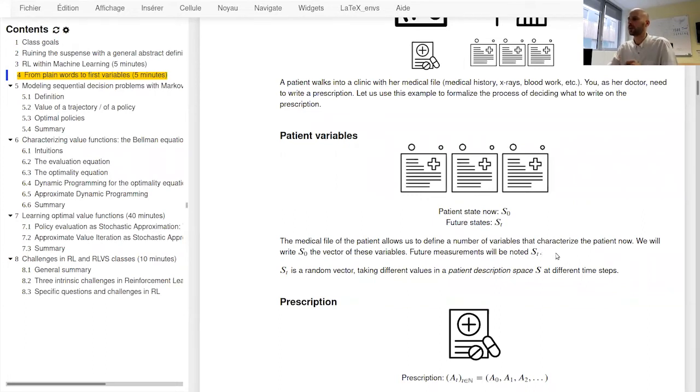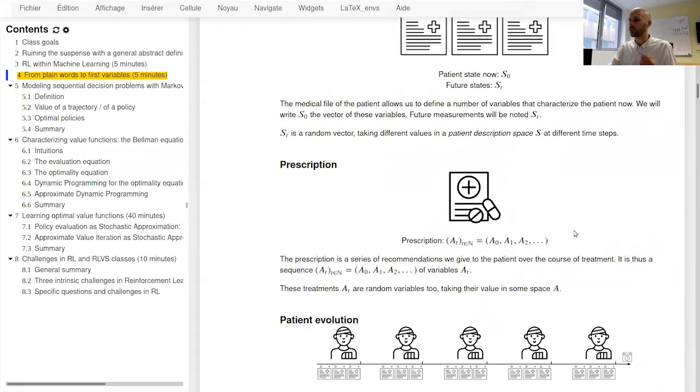Now let's focus on the prescription. We want to write a prescription, and a prescription is a series of recommendations that we will give to the patient over the course of treatment, saying, okay, on odd days, you take drug A, and on even days, you take drug B, and if you're feeling better, then please don't take this drug. So it's really a series of recommendations over several time steps that we will give to the patient over the course of treatment. It is thus a sequence, AT, of variables AT, which we will call actions.